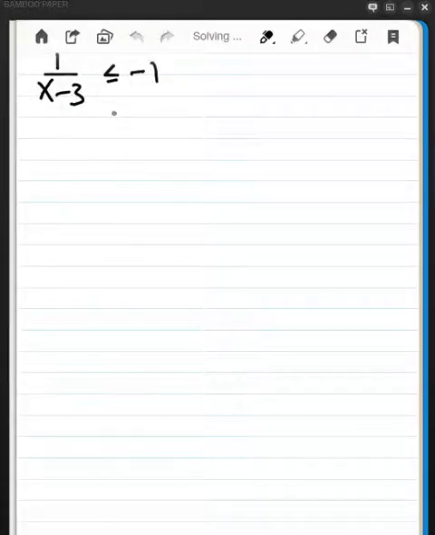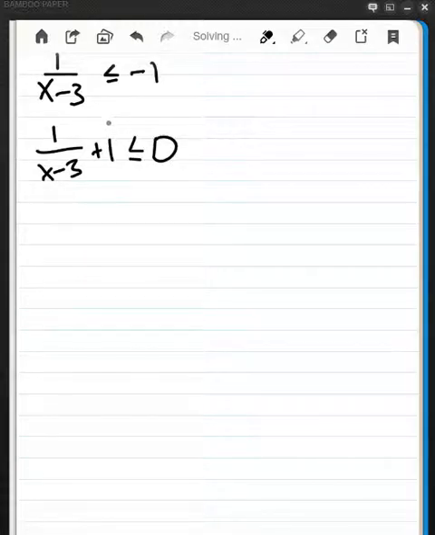Alright, so let's look at this inequality. First we have to set one side equal to 0. I'm going to do that by adding 1 to both sides. So I'm going to get 1 over x minus 3 plus 1 is less than or equal to 0. Okay? We need to make this into one rational expression, which means we need to change 1 so that it's something over x minus 3. Well, it'd be x minus 3 over x minus 3. So 1 plus x minus 3 all divided by x minus 3 is less than or equal to 0.